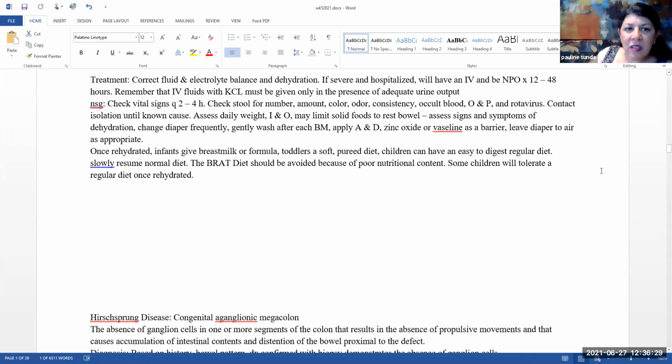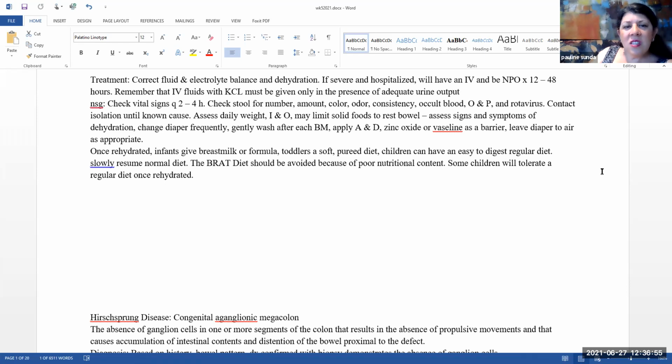I know I'm repeating that, but that is something that is very important to remember. As a nurse, monitoring the vital signs, checking the stool for the number, amount, color, odor, consistency, monitoring for occult blood, ova and parasites, and rotavirus. Contact isolation should take place until we know the cause. We want to assess a daily weight, I&O, limit solid foods to allow the bowel to rest. We want to assess for the signs and symptoms of dehydration.